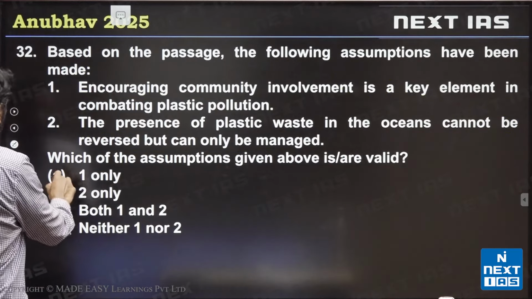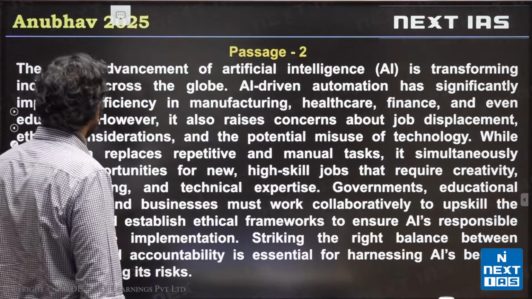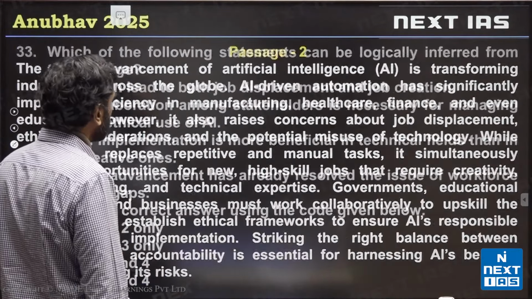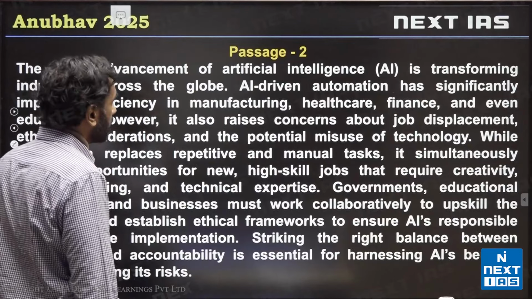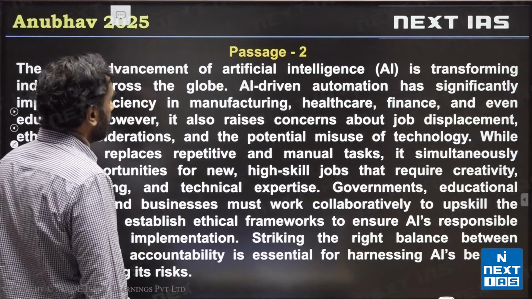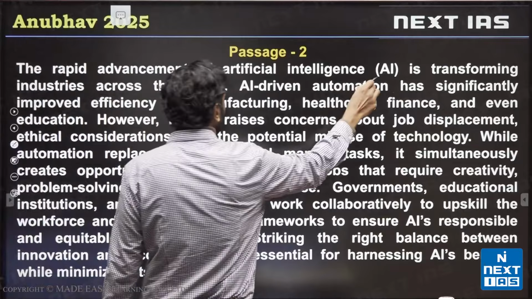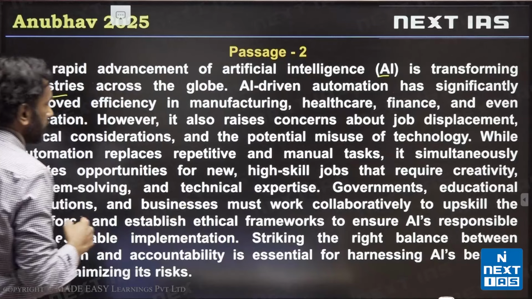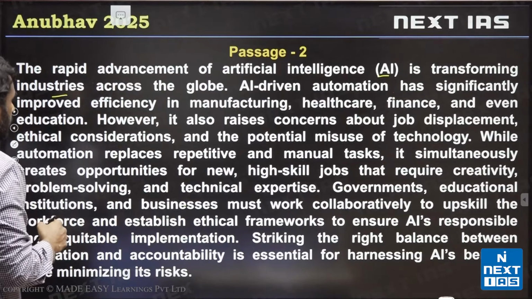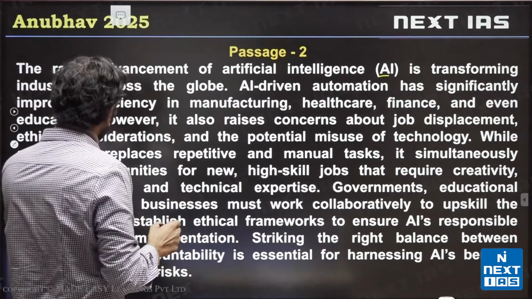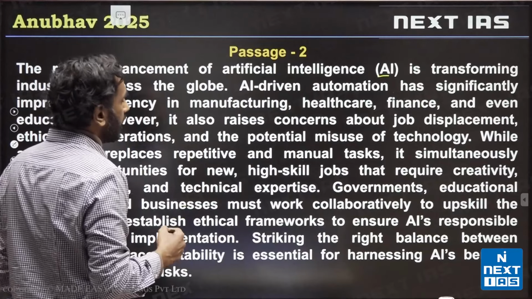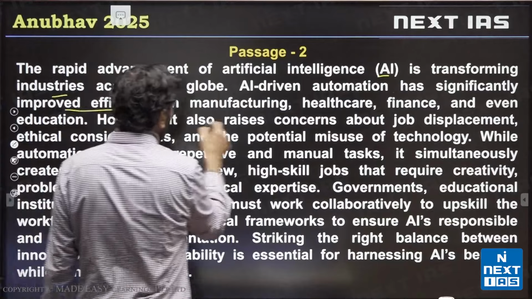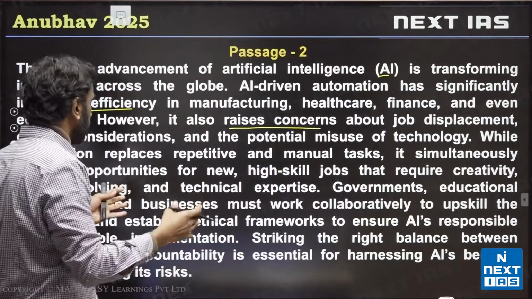Let's look at the next one. Passage 2 has 2 questions which follow it. We'll first simply identify the main point of the author. AI advancement is transforming industries. AI-driven automation has significantly improved efficiency in manufacturing, healthcare, finance, even education. However, it also raises concerns about job displacement, ethical considerations, etc. So AI automation has good impacts. It also raises concerns. So it improves things and also raises concerns. Good and bad of AI.